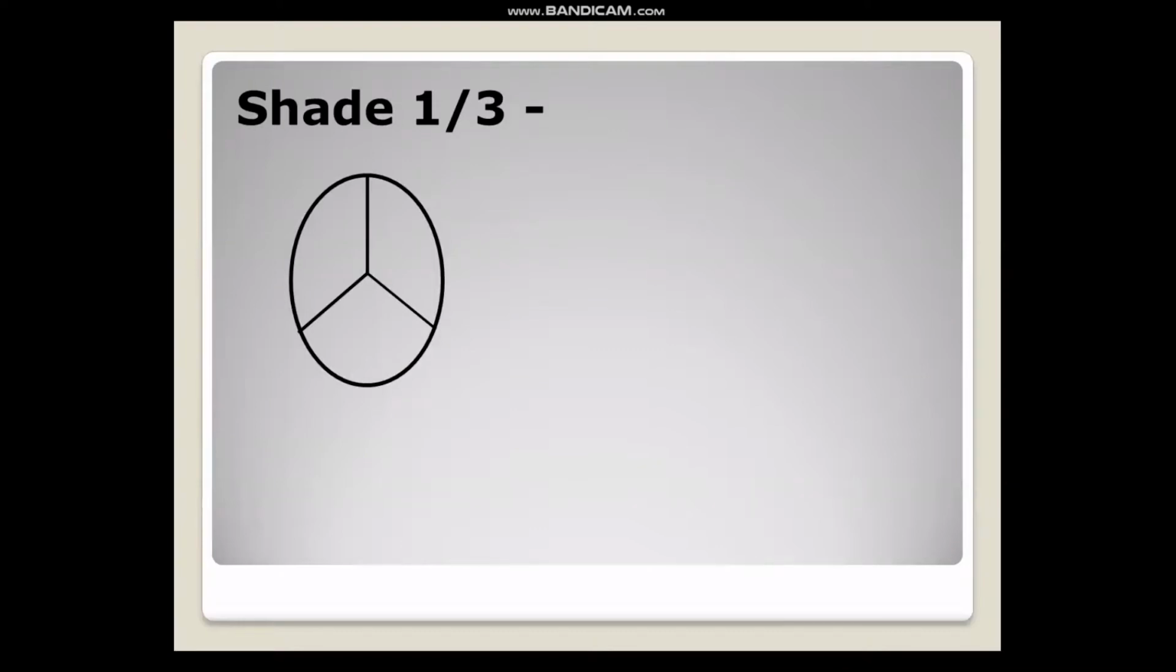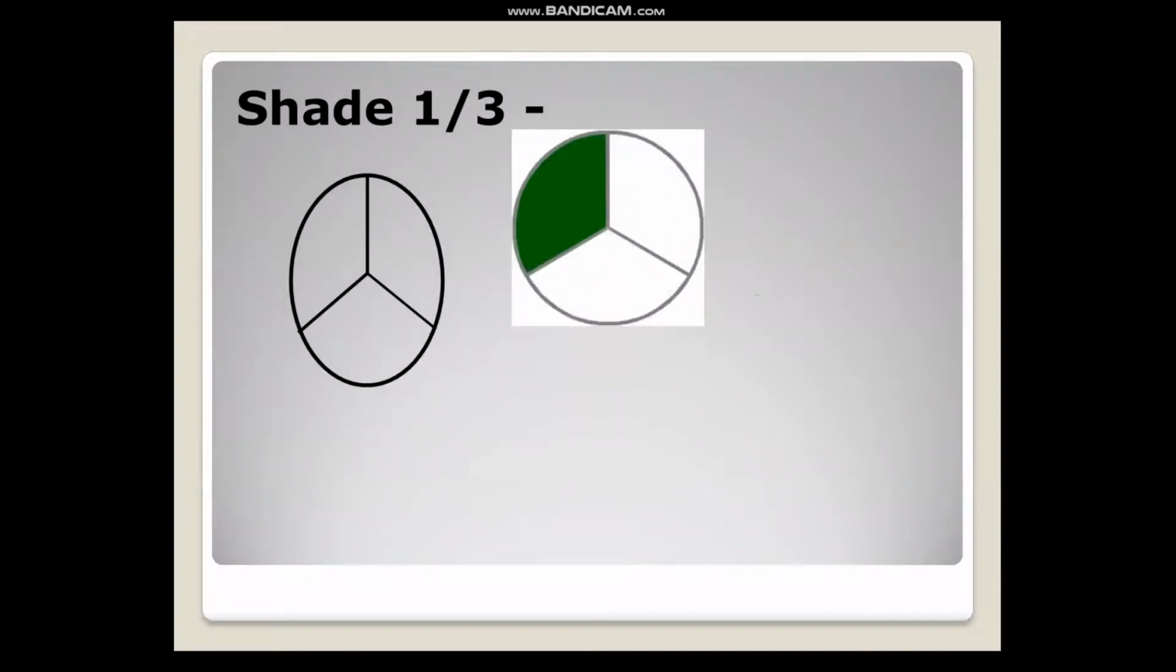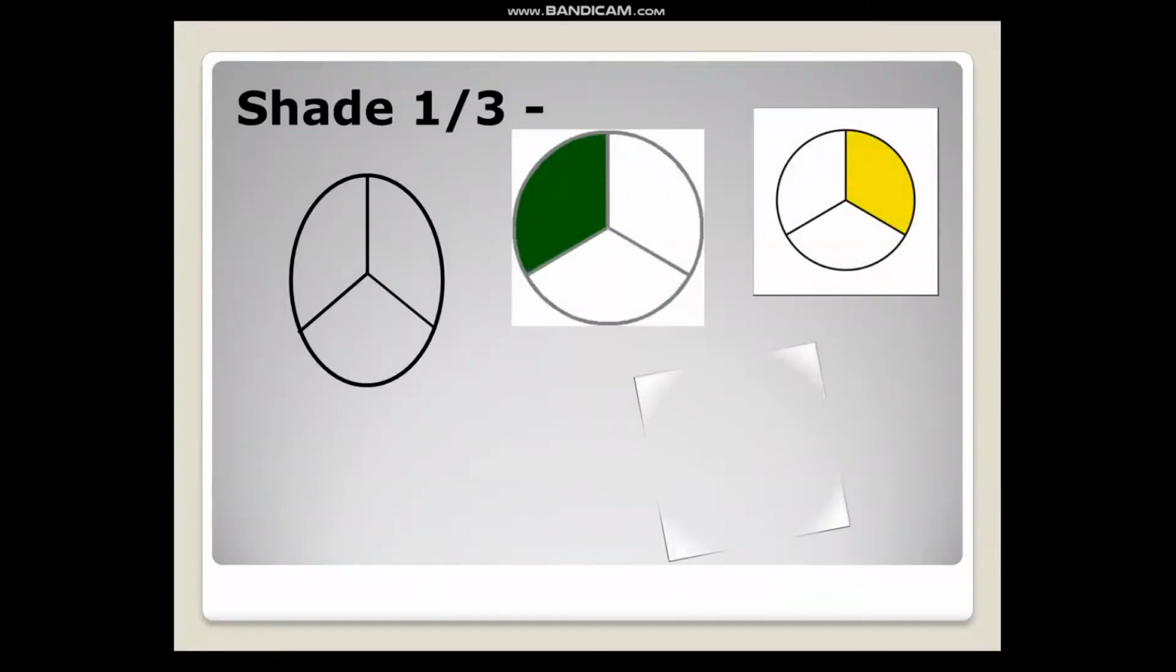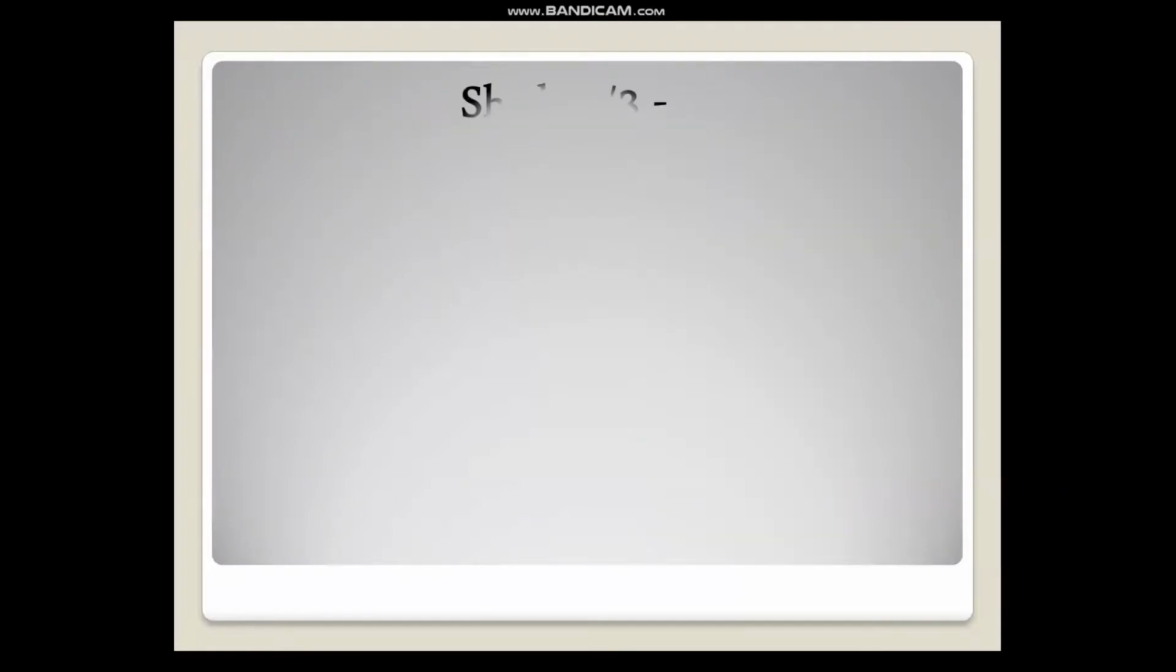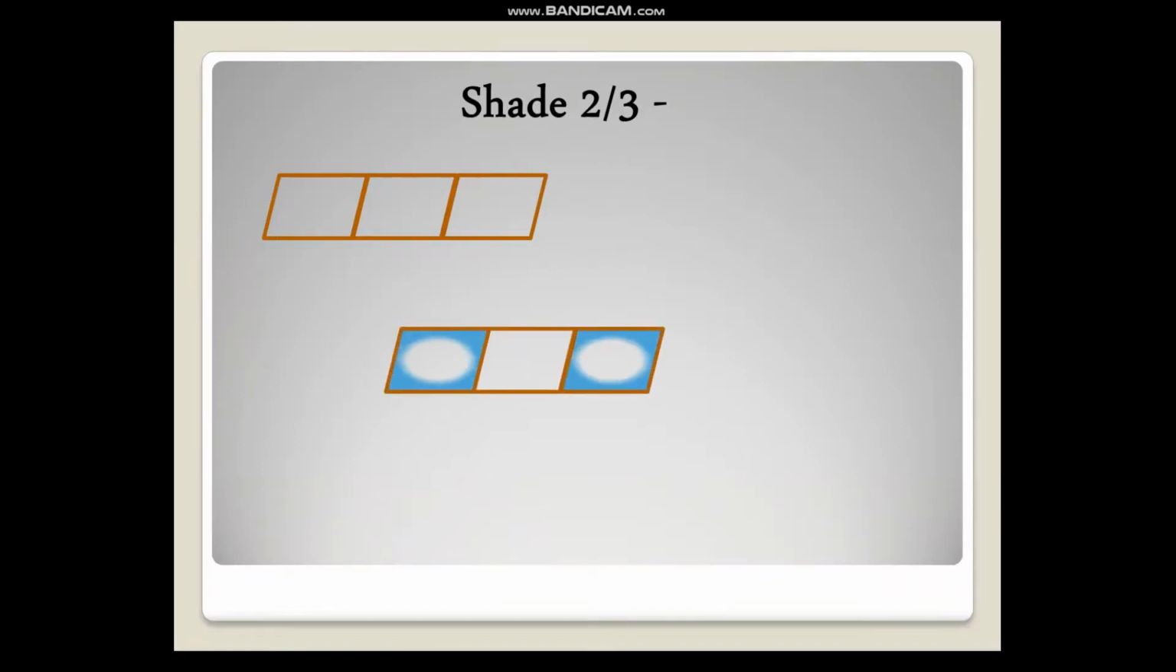So here also any part out of these 3 can be shaded. This or this. Understood? Now we'll move on to shade 2/3. Means 3 parts are there and we have to shade how many? 2. So any 2 parts can be shaded.